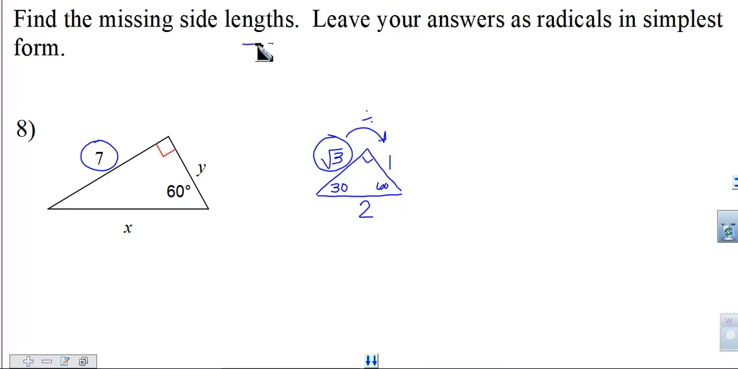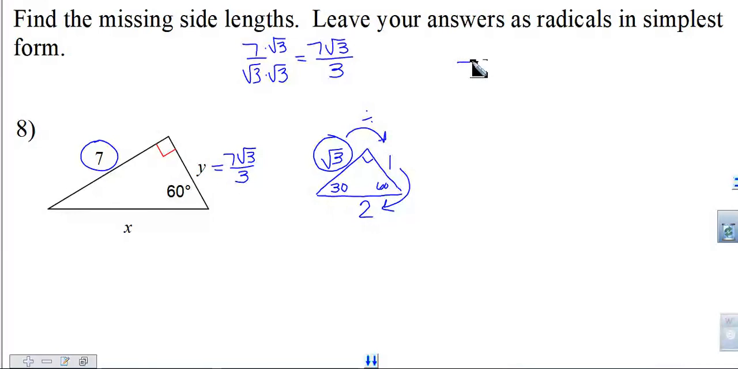If I do 7 divided by the square root of 3, I have an improper fraction. I cannot have a radical in the denominator. I need to rationalize it. I'll multiply both the denominator and numerator by the square root of 3. That gives me 7 square root of 3 over 3. Now that I'm back on my short side, I can go to the hypotenuse by doubling this number.